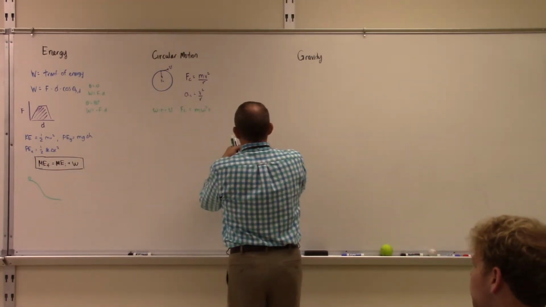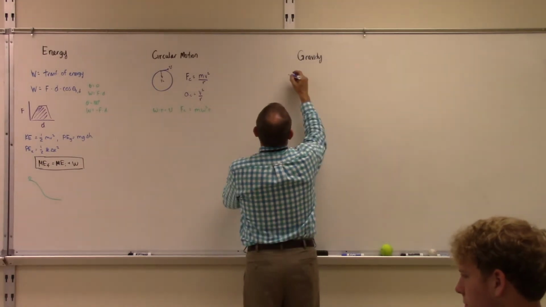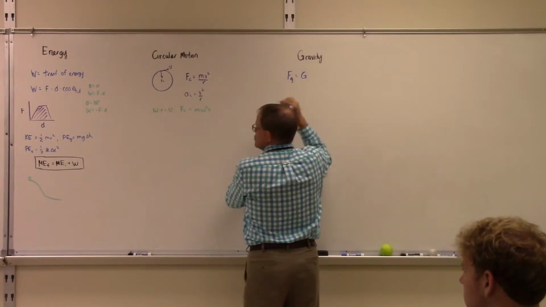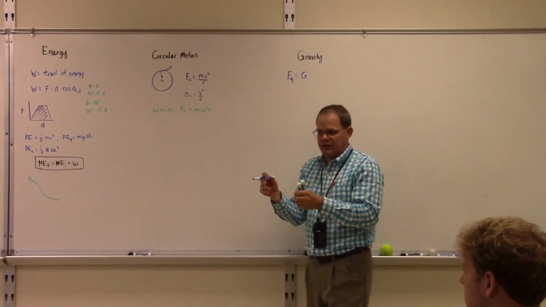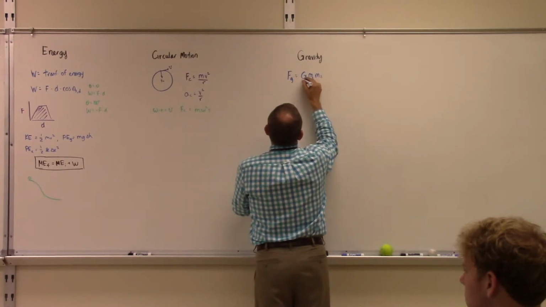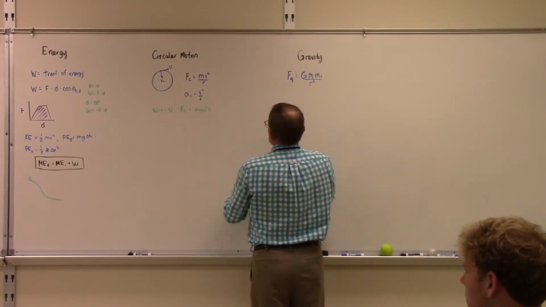And then gravity, of course, our old friend. The force due to gravity equals some constant, which you have on the other side of your page in the fundamental constant section, times mass of object 1 times mass of object 2 divided by the distance between them squared.